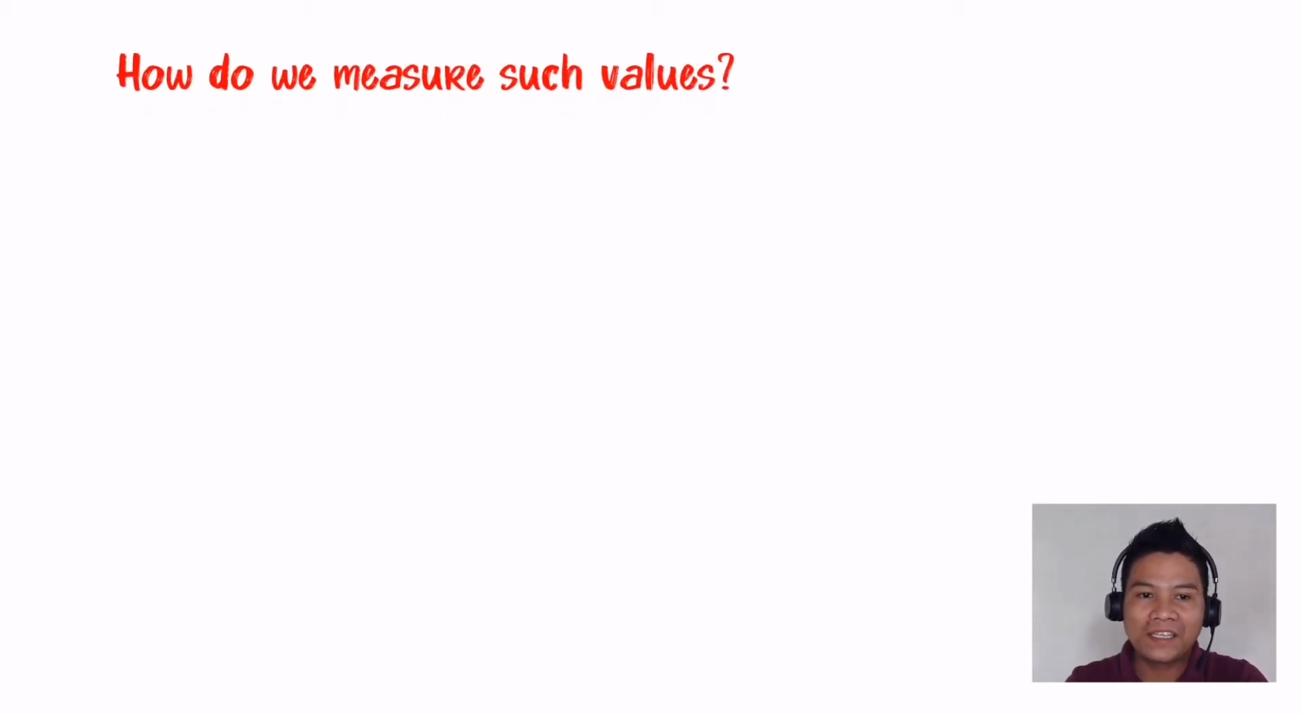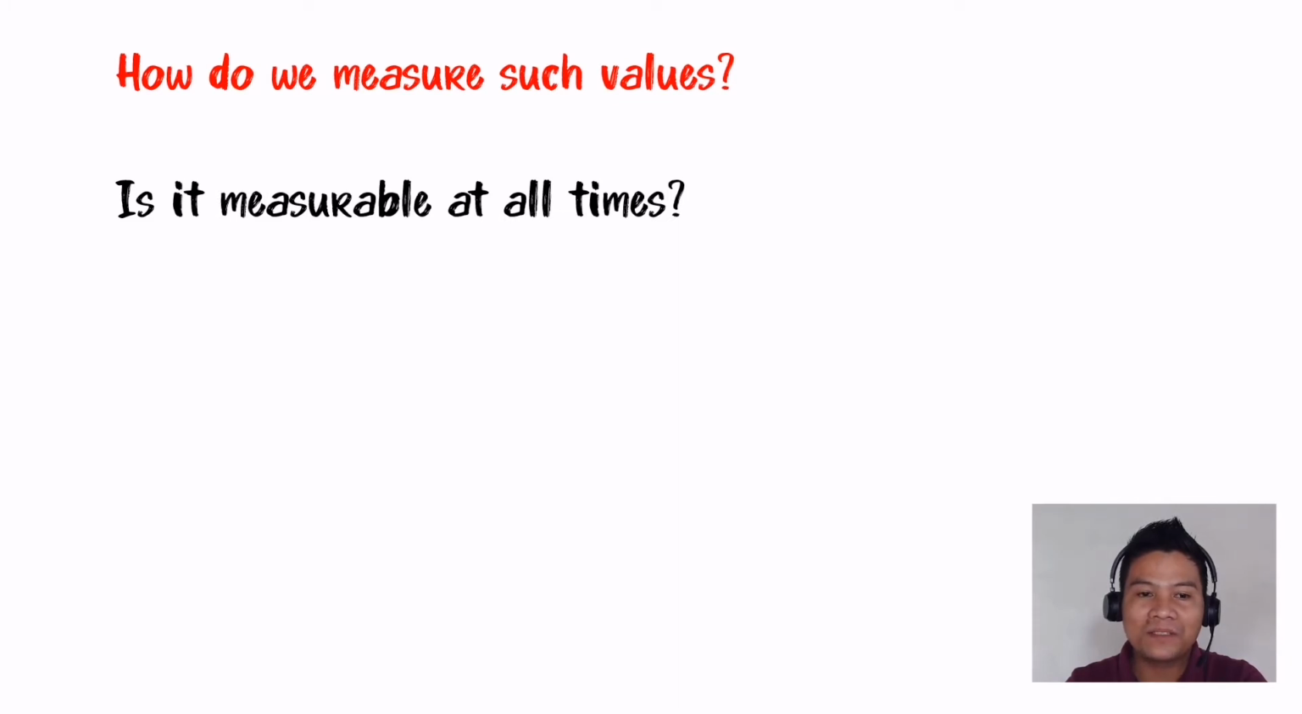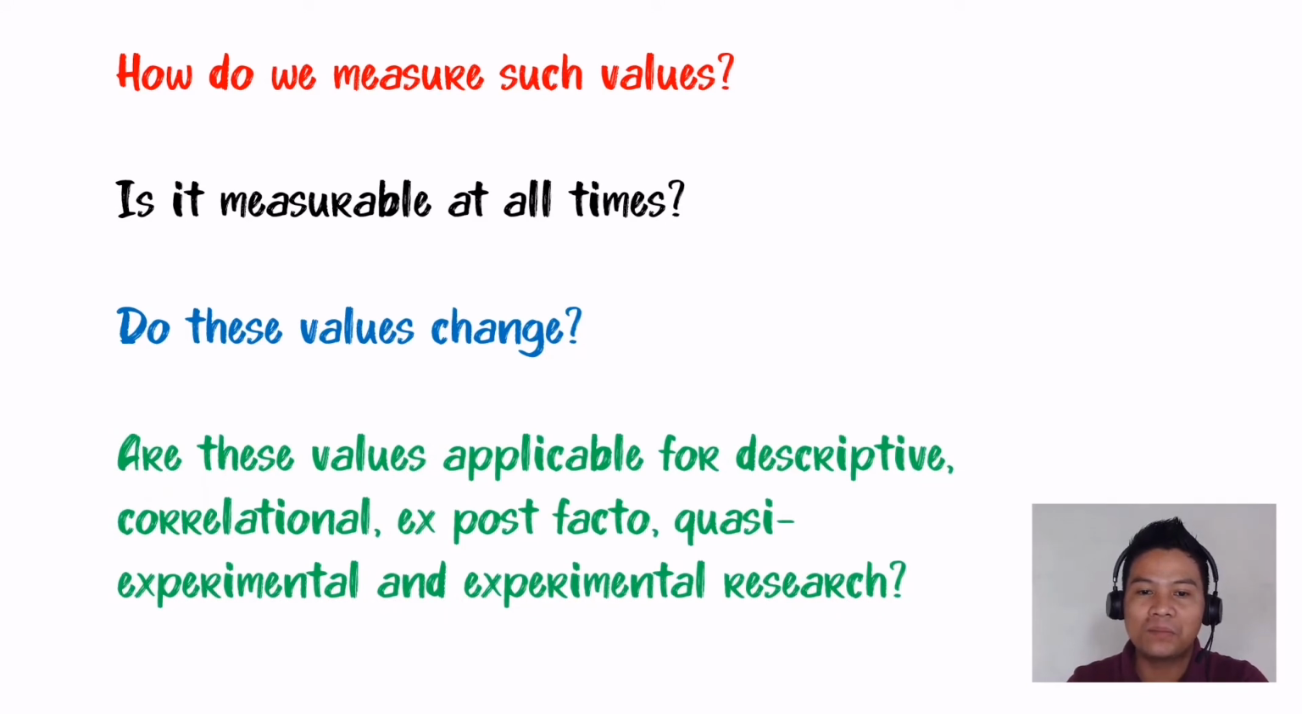You have learned from the previous lessons that quantitative research is concerned about numerical or measurable values that we can analyze statistically. How do we measure such values? Is it measurable at all times? Do these values change? Are these values applicable for descriptive, correlational, ex post facto, quasi-experimental, and experimental research? In this lesson, you will learn about the different classifications of data used in quantitative research and their examples.